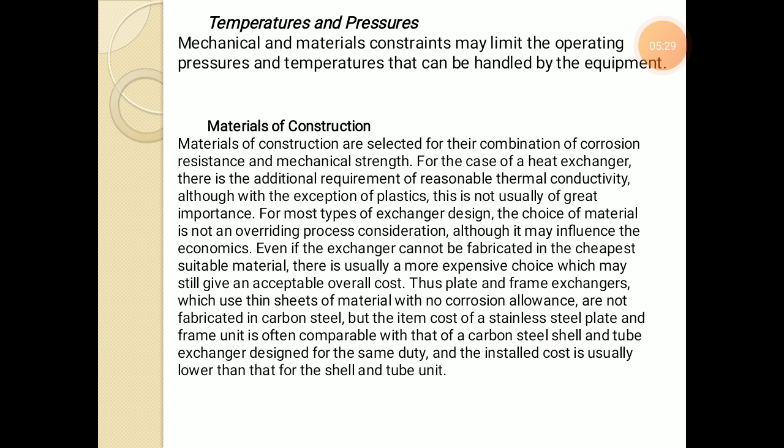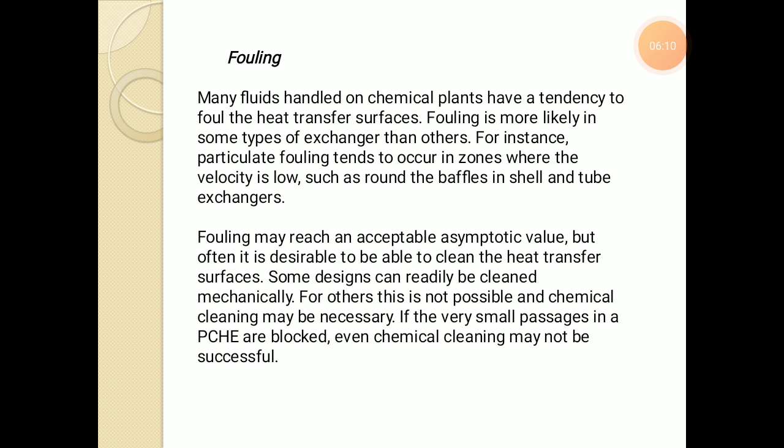Even if the heat exchanger cannot be fabricated in the cheapest suitable material, there is usually a more expensive choice which may still give an acceptable cost reduction. Thus, plate and frame heat exchangers, which use sheets of material with no corrosion allowance, are not fabricated in carbon steel, but the item cost of a stainless steel plate and frame unit is often comparable with that of carbon steel. Also, the method of construction will affect the selection of a heat exchanger.